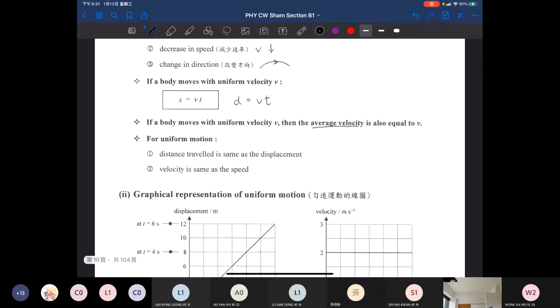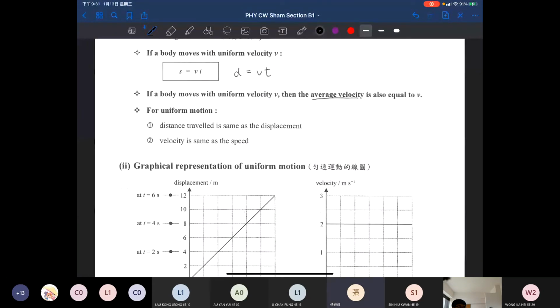Because it is moving with a uniform velocity, which means that the velocity does not change throughout the whole journey, the average velocity is also equal to the instantaneous velocity. They are the same. For this uniform motion, because the direction is not changing, the path should be equal to the displacement. So the velocity would be the same as the speed.